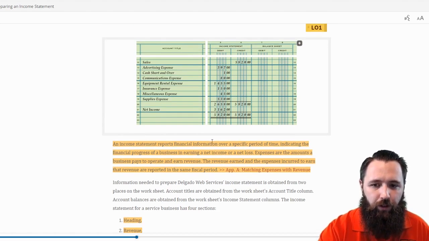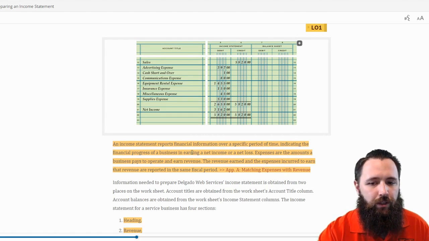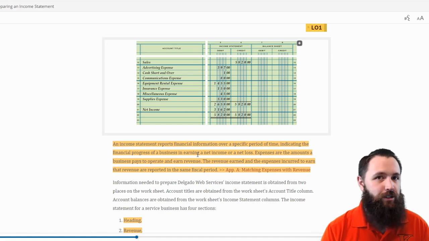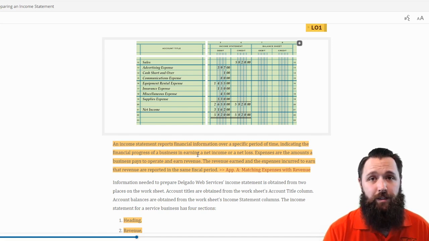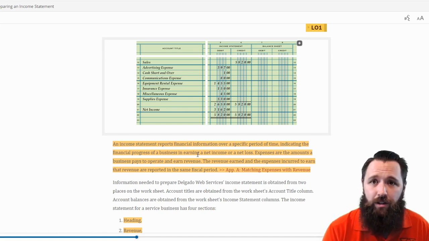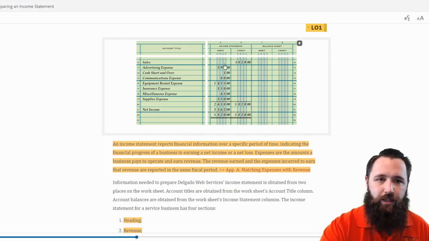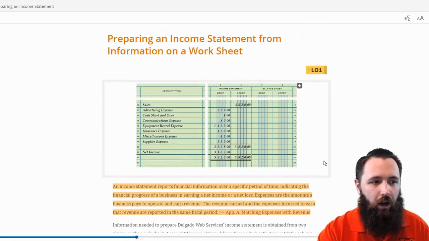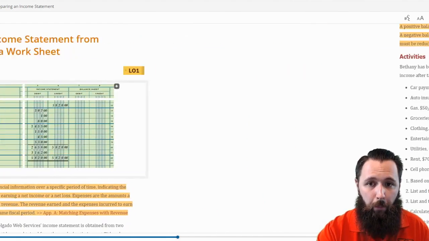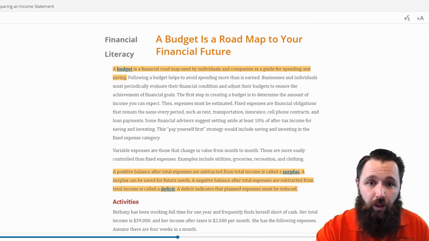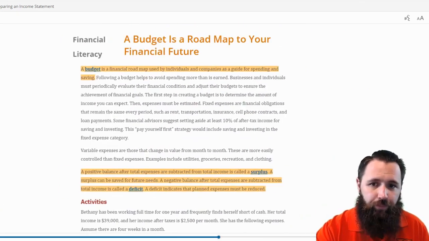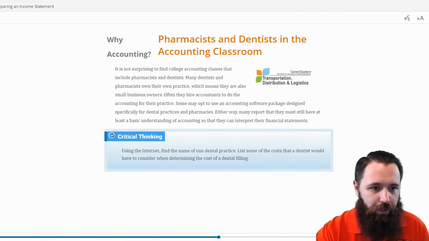And if we look here, this just gives you the definition, but just simplifying. It's our sales and our expenses, and it's going to tell us if we have a net income or a net loss. That's all that an income statement is. So what we're doing is we're going to take this information from our worksheet and we're going to create our own financial statement with it. All right. So with that, we're about to get into it.